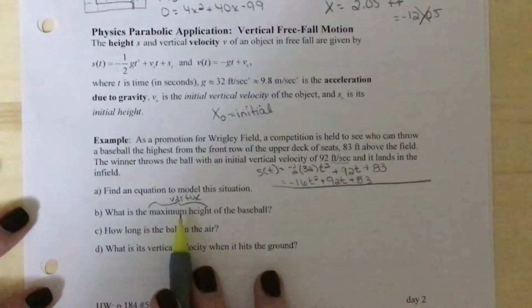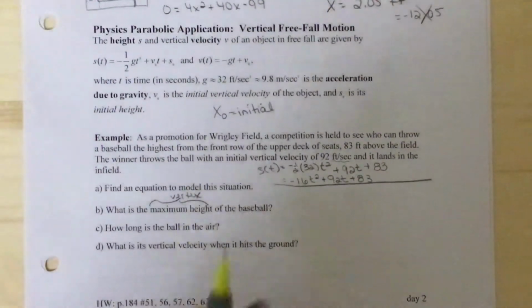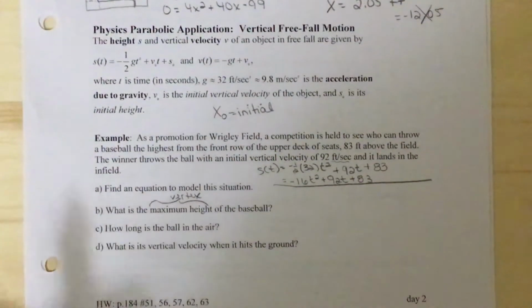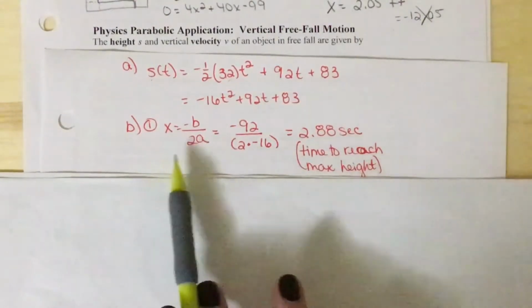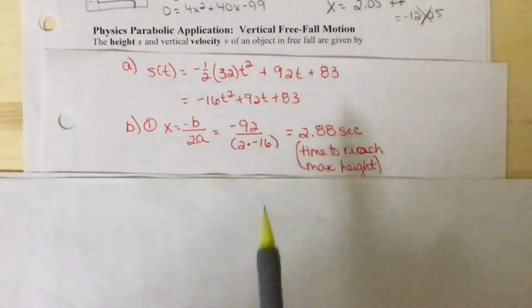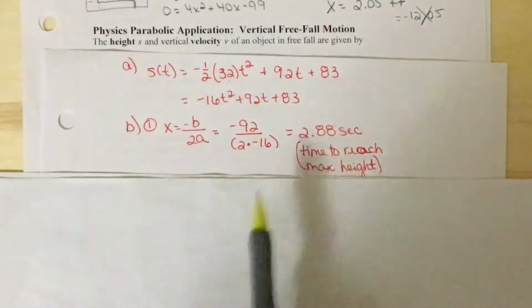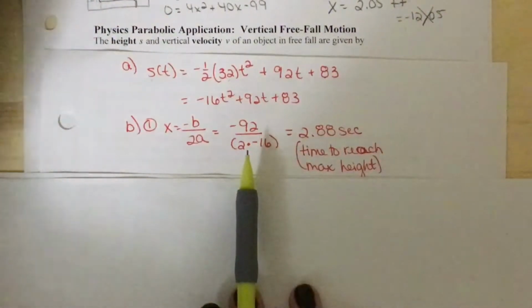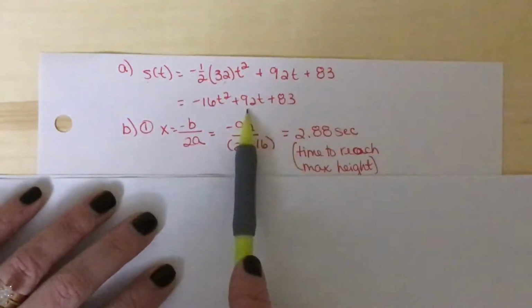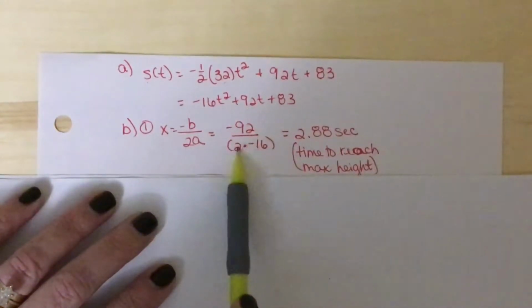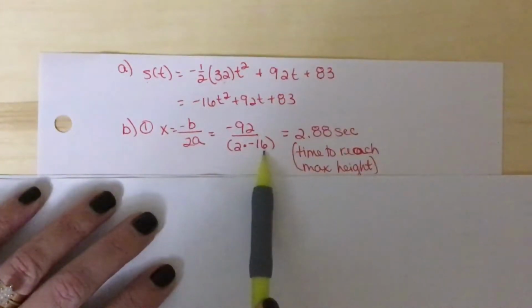And when I'm solving for maximum height and for the vertex, I use the equation opposite of B over 2 times A. And so here I have opposite of B over 2 times A, and then substituting in the values that I know, I have -92, which is my B, taking the opposite of it, over 2 times A, which is -16.